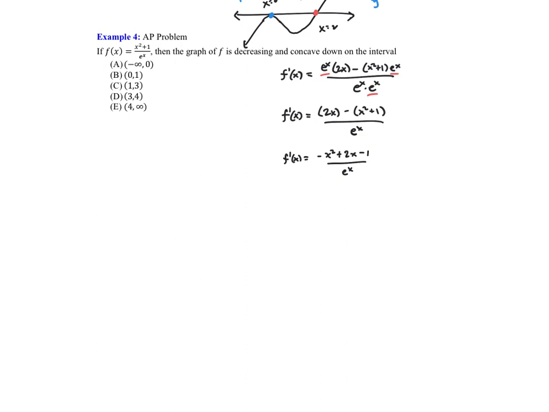All right, so I need to know, first of all, where f prime of x equals 0, and then I can test around that. So f prime of x will equal 0 when its numerator is equal to 0. I don't really care about its denominator, one, because it will never equal 0, and two, because it doesn't affect when the numerator will equal 0. Okay, so I'm going to solve this. Now I'm going to multiply everything by negative 1.